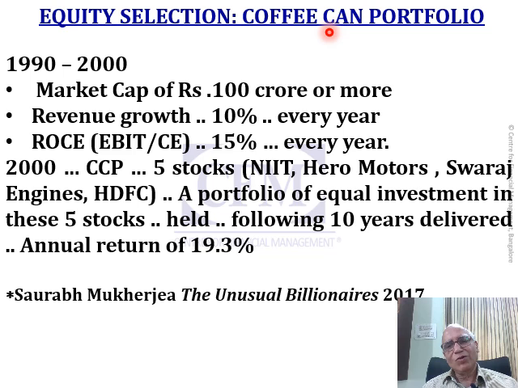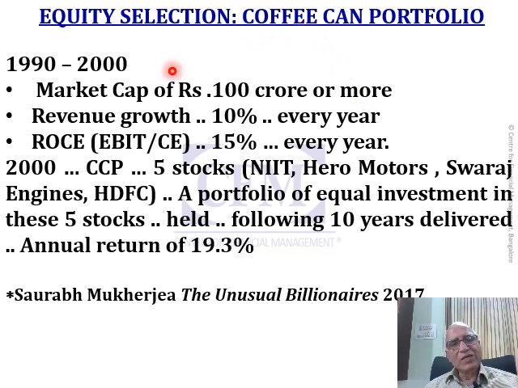Equity selection: coffee can portfolio. The coffee can portfolio idea was first proposed by Robert Kirby, a portfolio manager with Capital Group in the US. Saurabh Mukherjee, an investment manager in India, has written a book titled The Unusual Billionaires. In this book, he argues that the coffee can portfolio idea works very well in India.